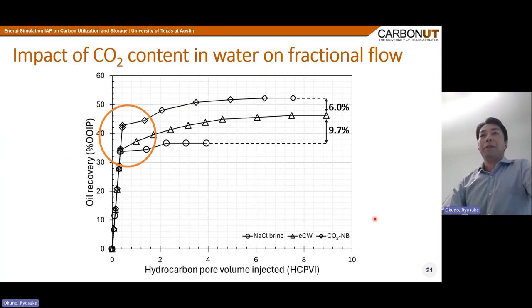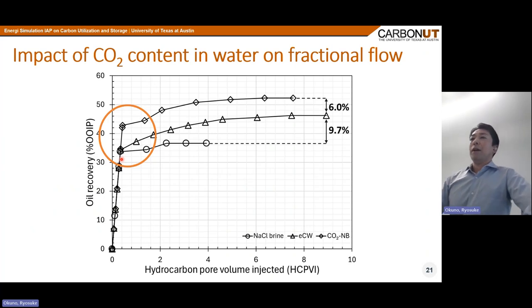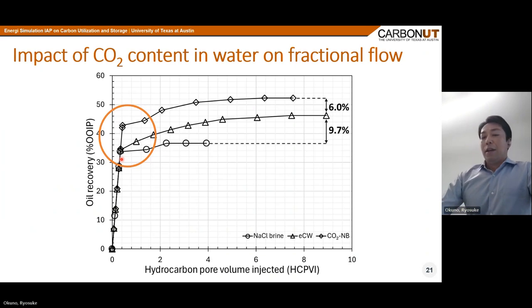The y-axis is oil recovery in percent OIP, and the horizontal axis is hydrocarbon volume injected. The initial brine, ordinary water flooding case is shown by circles, carbonated water with CO2 concentration slightly above solubility is shown by triangles, and diamonds are the nanobubble case. You see that, unlike the carbonated water case, the CO2 nanobubble case showed a significant increase in oil recovery upon the breakthrough time, which we would like much more than the gradual, elongated incremental oil recovery after breakthrough. We hypothesize that this is an impact of CO2 gas nucleation on the fractional flow in the displacement process. And we are still investigating details of the mechanism in a systematic manner, experimentally and numerically.